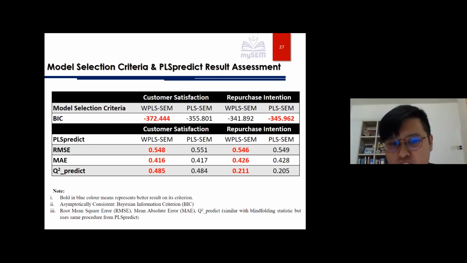And compared with the model selection criteria, we just use BIC. Customer satisfaction for the WPLS-SEM algorithm is way better than PLS. But when we look into repurchase intention, it also clearly shows that in terms of PLS Predict value, WPLS-SEM tends to work better. But in terms of the BIC criteria, the traditional PLS works better. But overall, it tells you that the WPLS technique, which adjusts your population and your sample so that you get the right weighting to adjust your analysis, will produce a better structural model as well as better prediction.